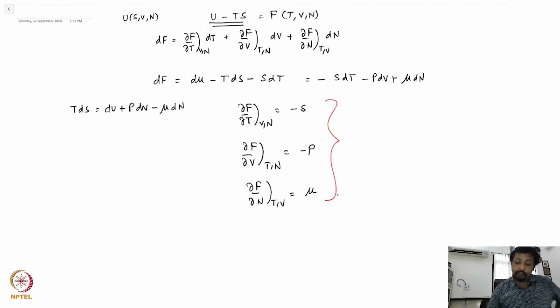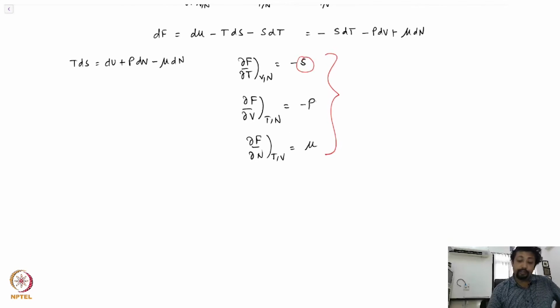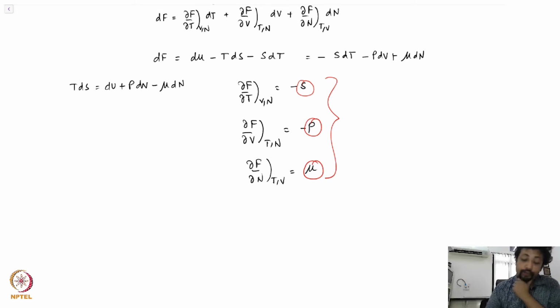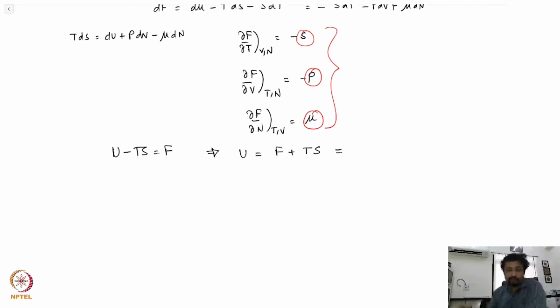So these three relations can actually help you to determine the entropy, the pressure, and the chemical potential. So once the Helmholtz free energy is given to you, you can calculate the entropy from this relation. And if you know the entropy, please note that U minus TS is equal to F, which implies the internal energy is equal to F plus TS. I can manipulate this expression, and let's just do it very quickly. It's a very simple exercise.